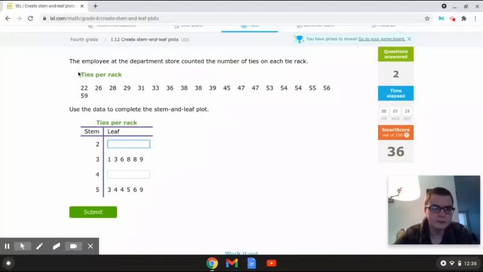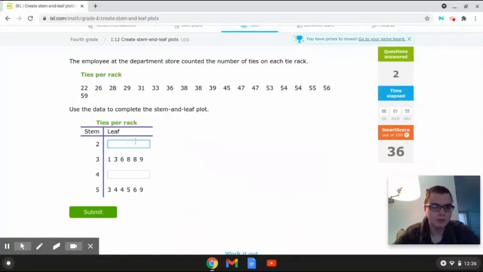All right, so this first problem reads, the employee at the department store counted the number of ties on each tie rack. Here are the ties per rack. So below here, we are given the numbers 22, 26, 28, 29, 31, 33, 36, 38, 38, 39, 45, 47, 47, 53, 54, 54, 55, 56, and 59. And it says, use the data to complete the stem and leaf plot.